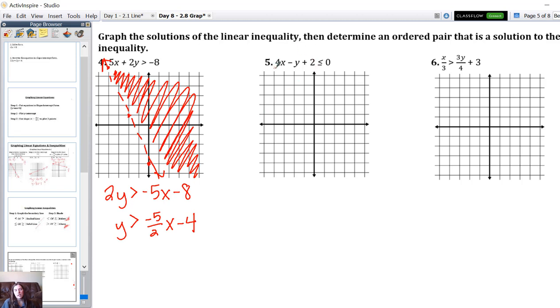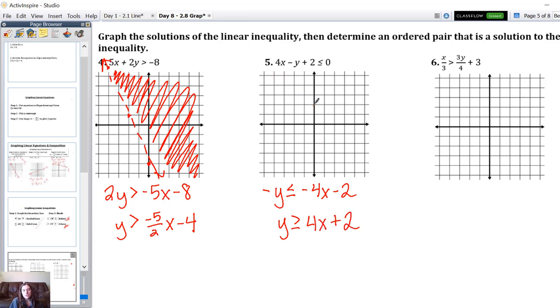In the next example, we have 4x minus y plus 2 is less than or equal to 0, so we're going to get y by itself. First I'm going to subtract the 4x and the 2, so we have negative y less than or equal to negative 4x minus 2. Then I'm going to divide everything by negative 1, and when I do that I'm going to switch my sign. So y is greater than or equal to 4x plus 2.